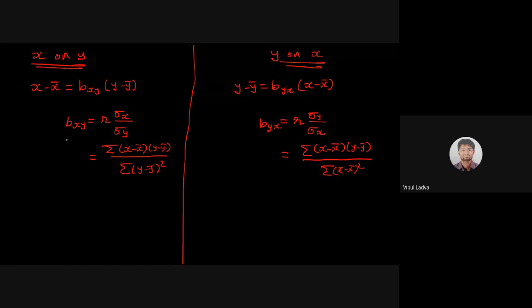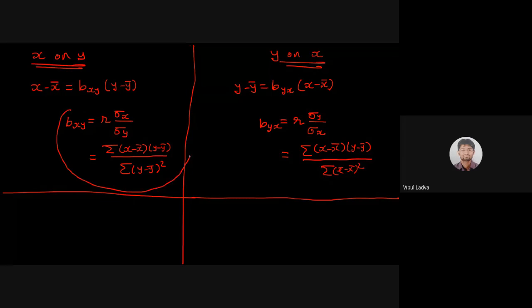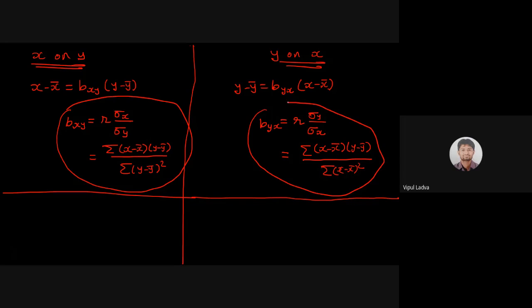Now after this we were discussing its properties. What are the properties of regression coefficient? If you observe both these formulas, bxy and byx, the second property says that if one of the regression coefficients, suppose bxy, is greater than 1, then damn sure the second regression coefficient, that means byx, will have a value less than 1.